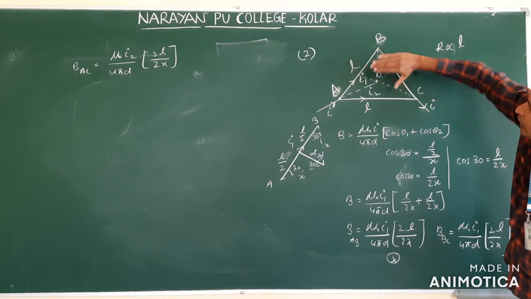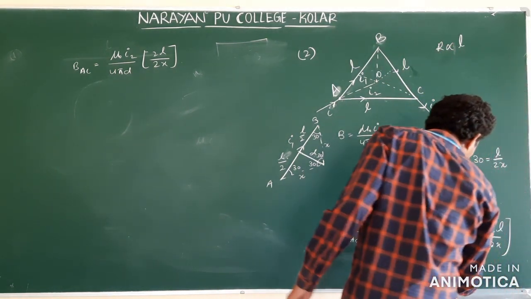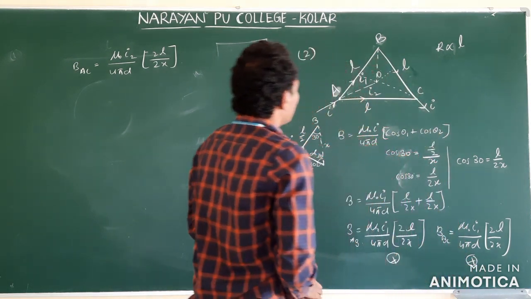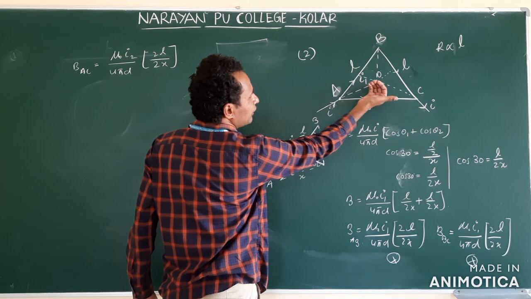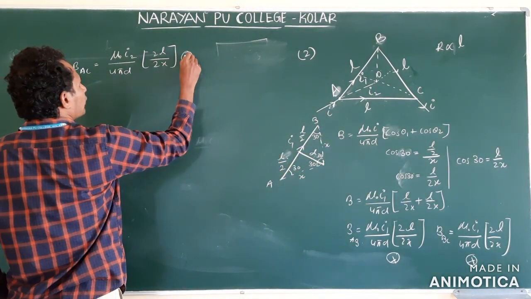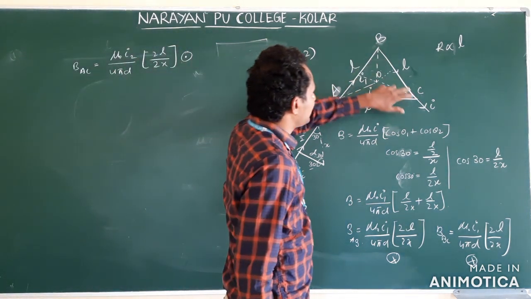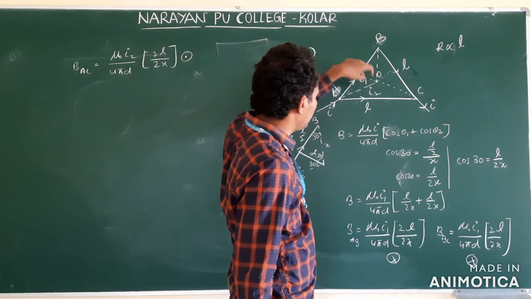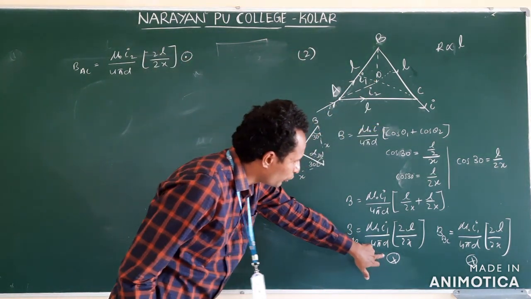Thumb in the direction of the current. This is also cross. Now keep the thumb in the direction of the current. This curling finger is what? Coming out. So this is dot. So the AB and BC fields are moving into the board and the AC field is coming out. Clear? Two fields are moving in.